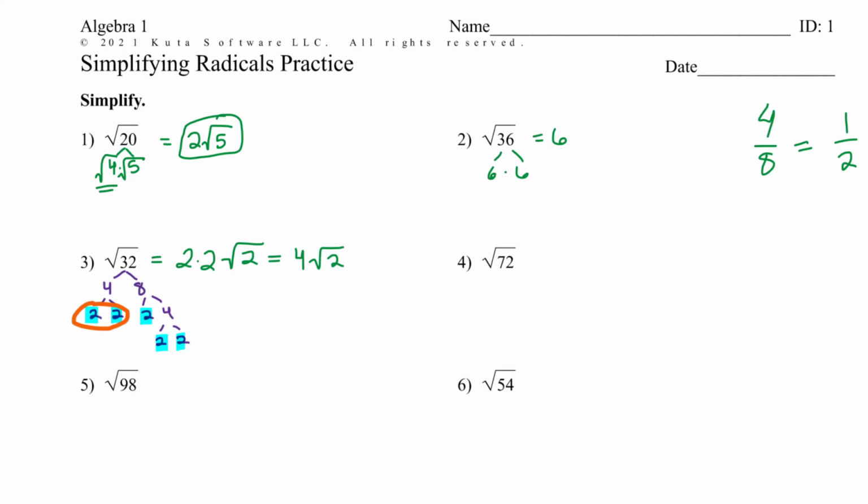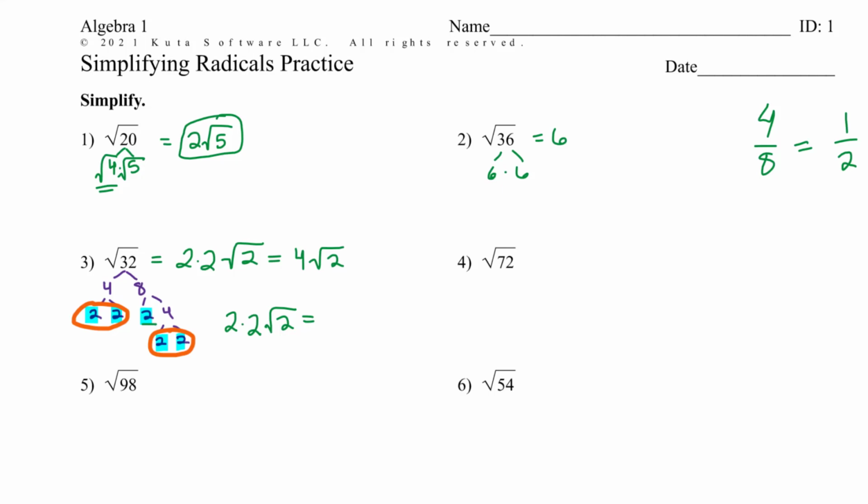So I have a pair of 2's here, I have a pair of 2's here. And so for each of those pairs of 2's, we put a 2 outside of our square root. And then we look and see, is there anything left over that didn't pair up, which is this 2 right here in the middle. And so we got the same thing, which is good. It shows that both of these methods work.